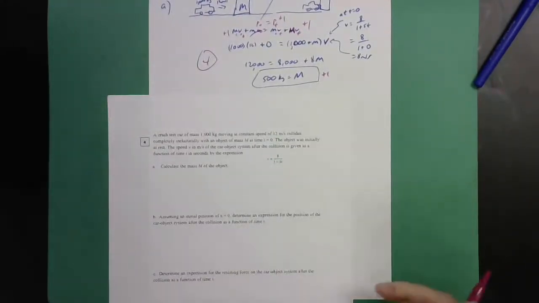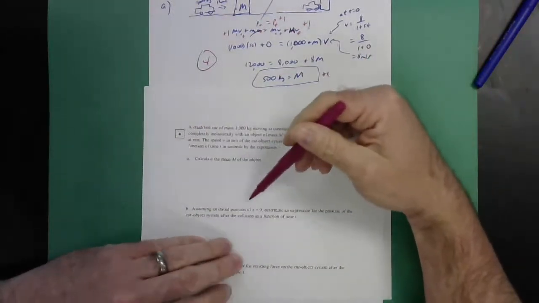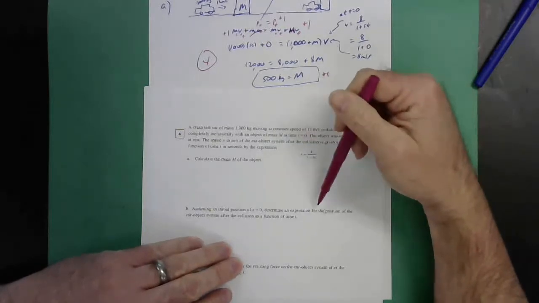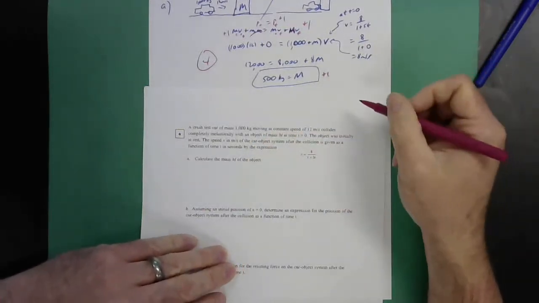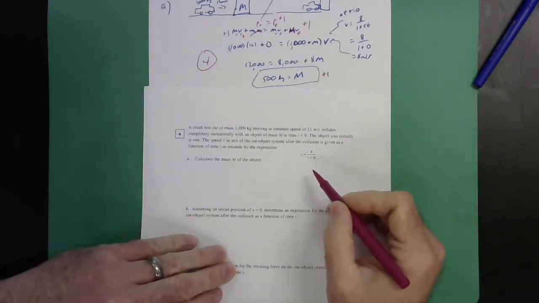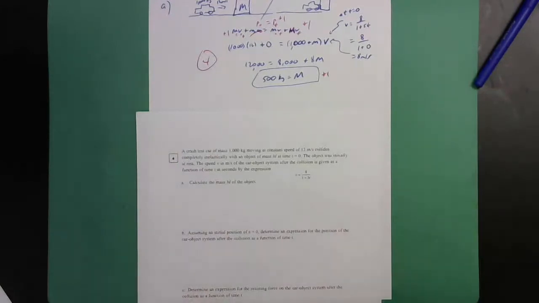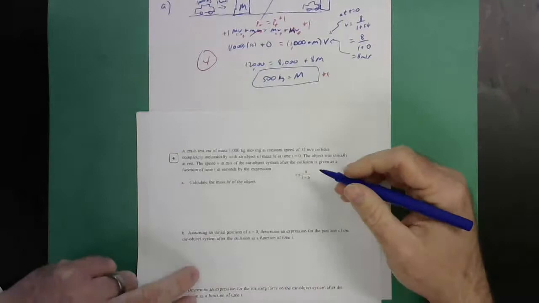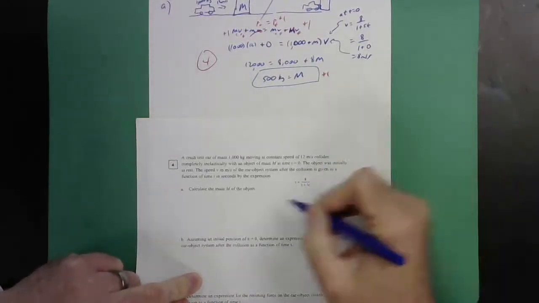All right. Part B. They say, assuming an initial position of x equals 0, determine the expression for the position as a function of time after the collision. So they gave us v as a function of time. They want position as a function of time. For this part, I know the relationship between position and velocity. Velocity is how quickly I'm changing position. Velocity is the derivative of the position function. So to get the position function, I need to integrate.